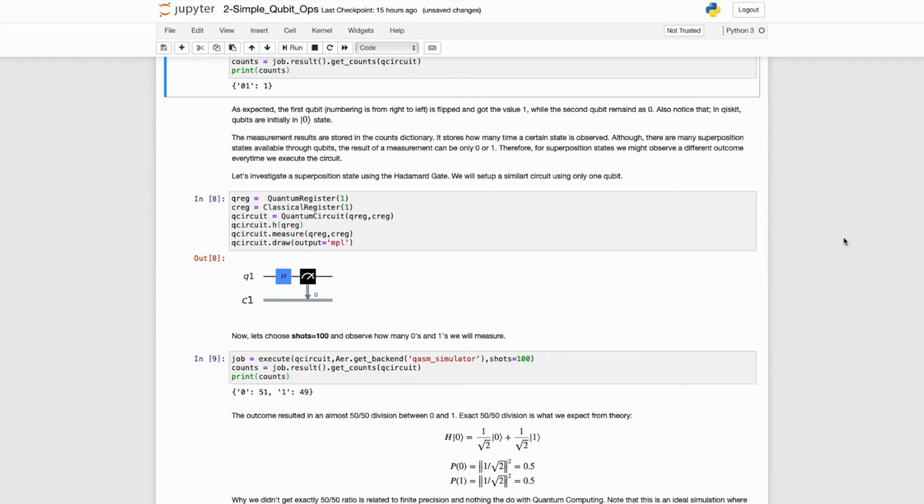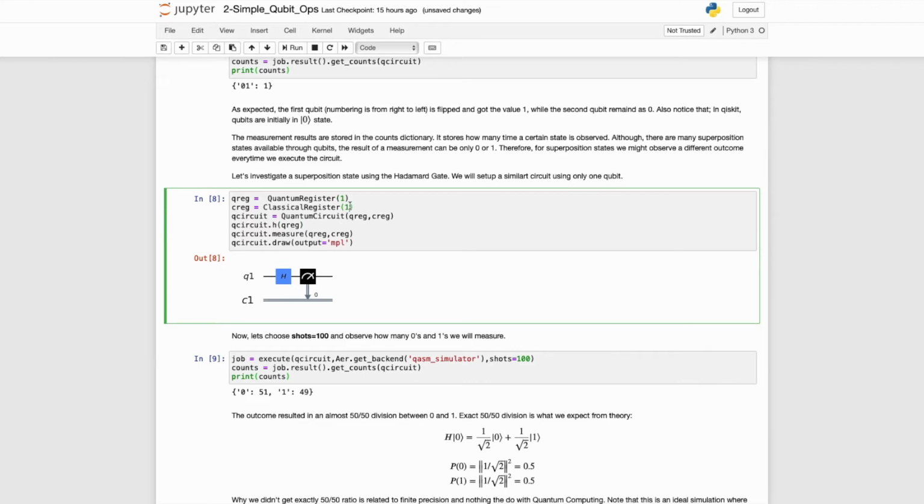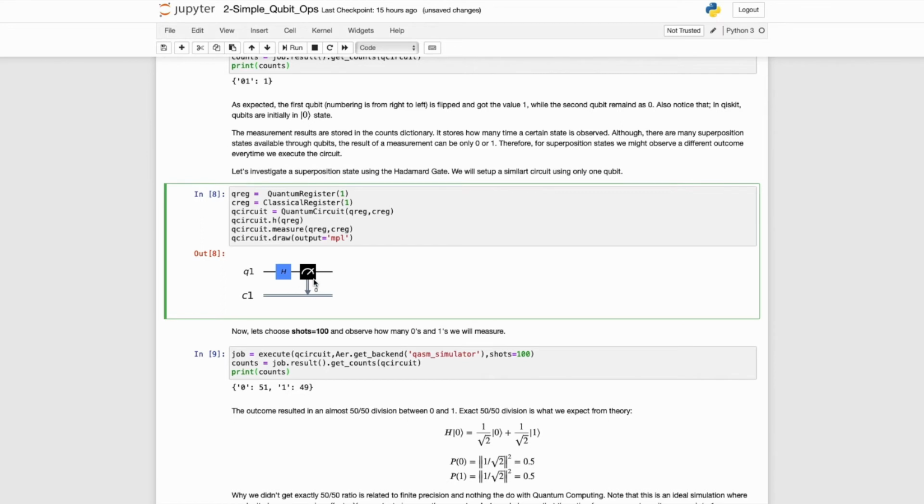Very simple example. This time we will be using a single qubit and a single classical register. We set up our circuit as we did above, but we select 1 here and 1 here. This time we apply a Hadamard gate to our quantum register. Then if we draw it, it looks like this. And after the Hadamard, we are measuring it.